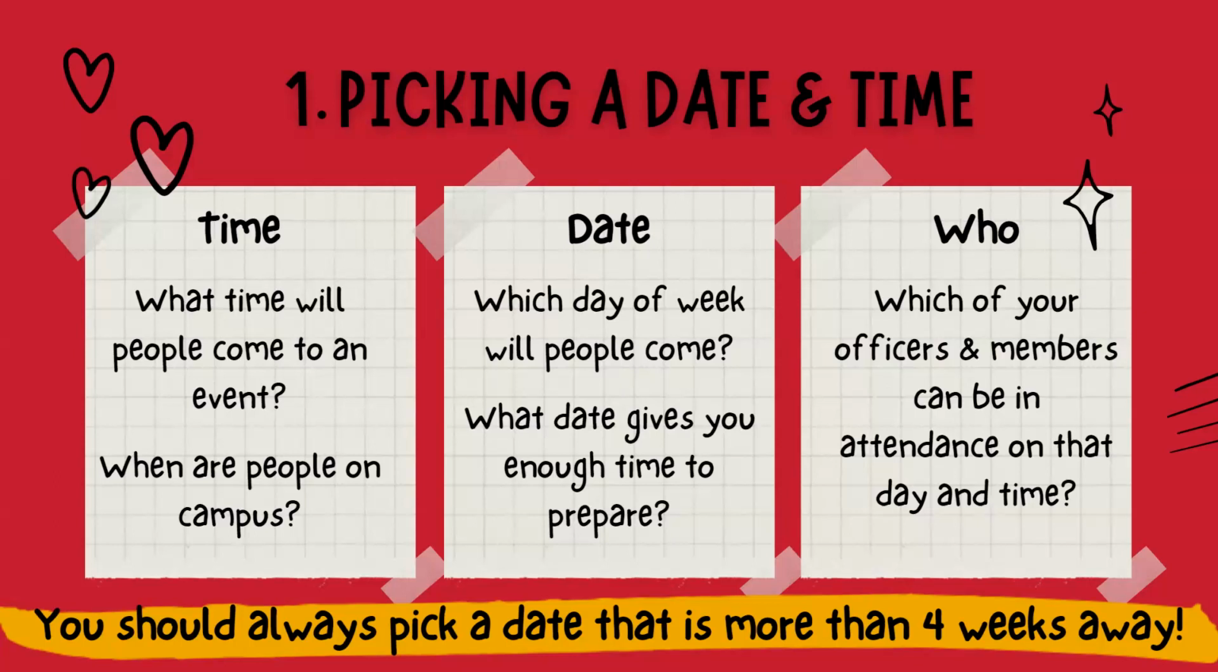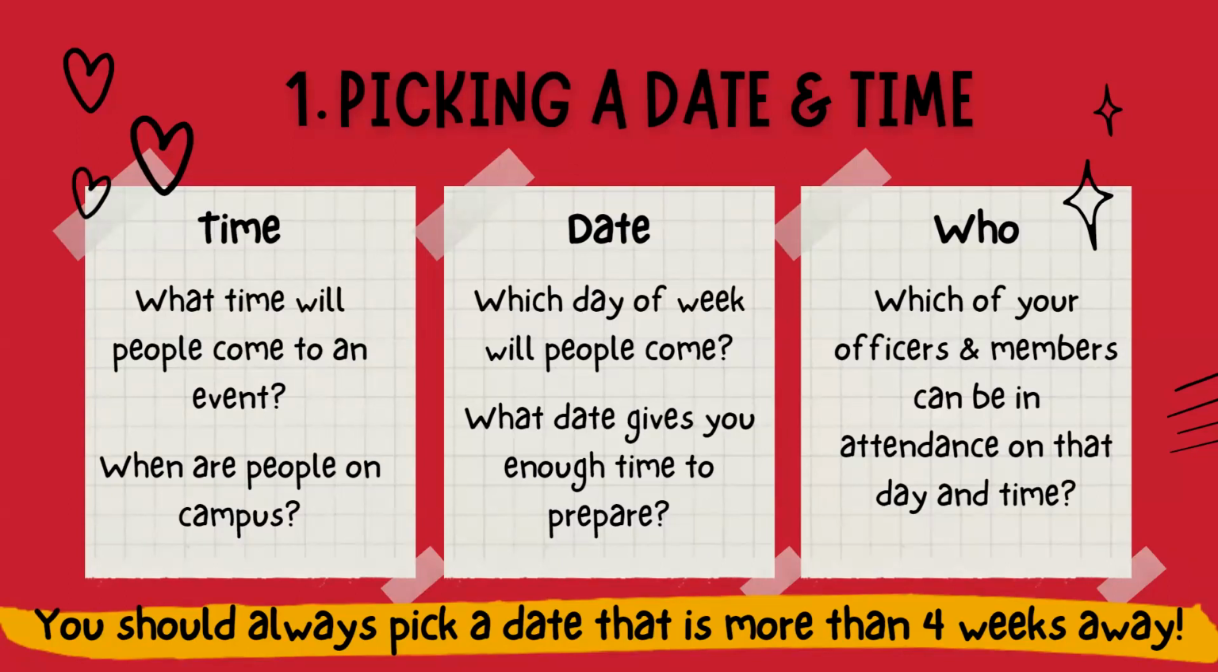But also think about who your intended audience is. Let's say you're the accounting club and you know that there are a lot of accounting classes on Fridays. I don't know if that's true or not, but if it is, then maybe Fridays could be a good time because those people will be on campus. Just know who your audience is and whether they may be on campus or not.